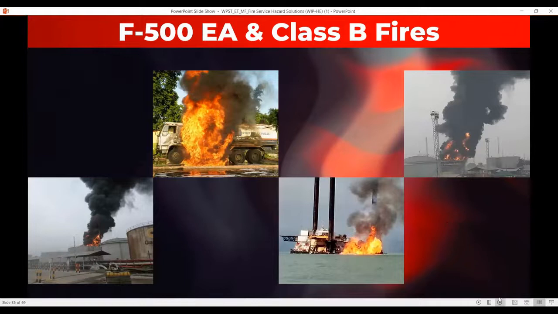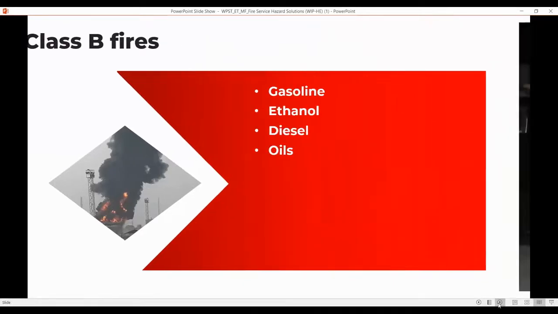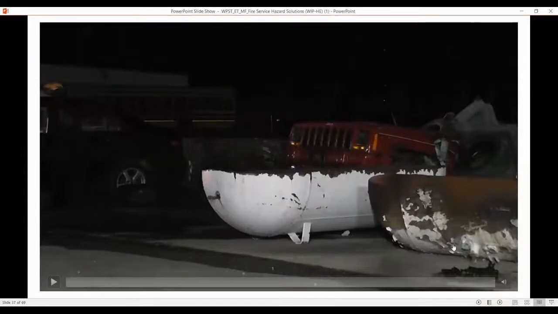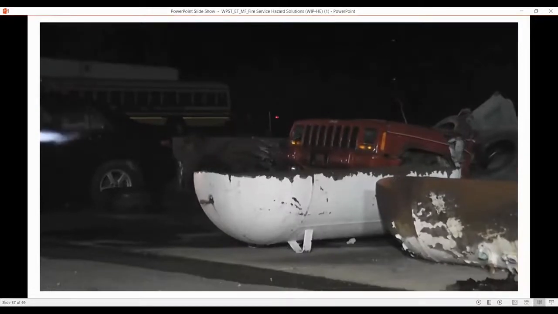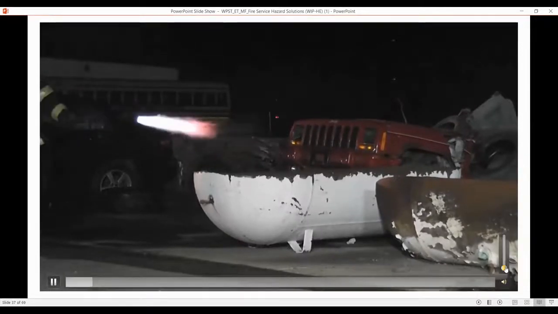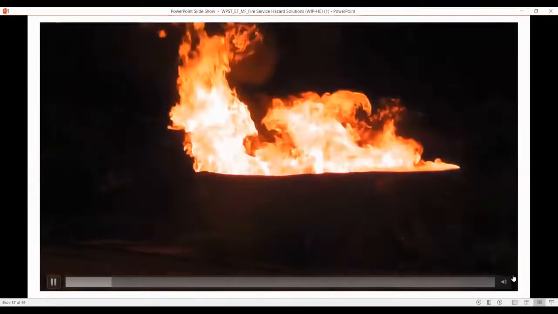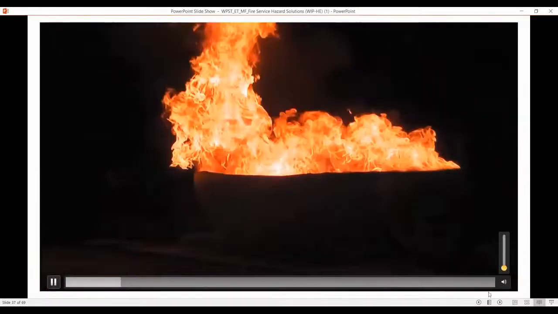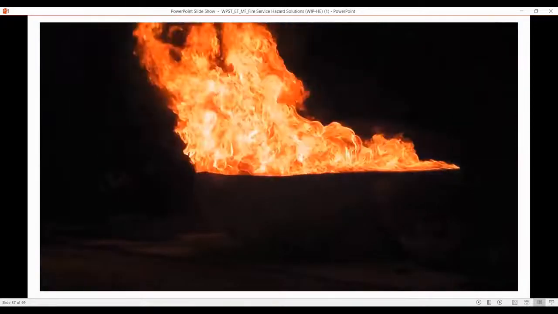Class B fire applications, be those 2-dimensional or 3-dimensional. Things like gasoline, ethanol, diesels, oils. This particular fire here is E85 gasoline. We're going to be using a 125 gallon per minute nozzle, a 3% solution of F500 on this fire.